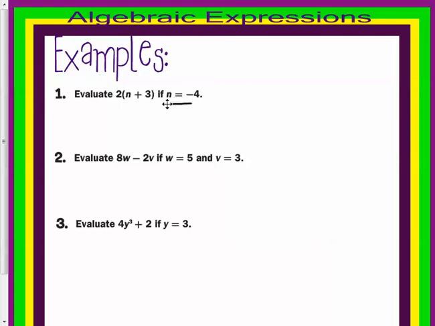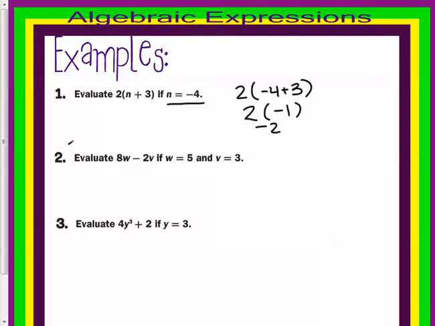Okay, so we can evaluate if we know what the variable is. For example, in this case, we know n is -4. So, just like the Glade commercial, you plug it in, and it'll look something like this. Then we use order of operations to solve. So if you need to go back and rewatch order of operations, make sure you do so. When I add these, I get -1, and then I multiply it by 2, so I get -2.